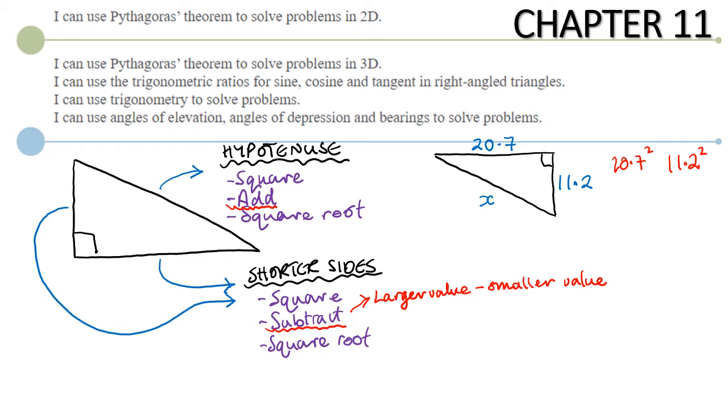20.7 squared is 428.49, and 11.2 squared is 125.44. Okay, so we've done step number one, we squared. Step number two, because we're finding the hypotenuse, the longer side, we add. So it's very important we add. So I'll add those together, and that gives me 553.93.